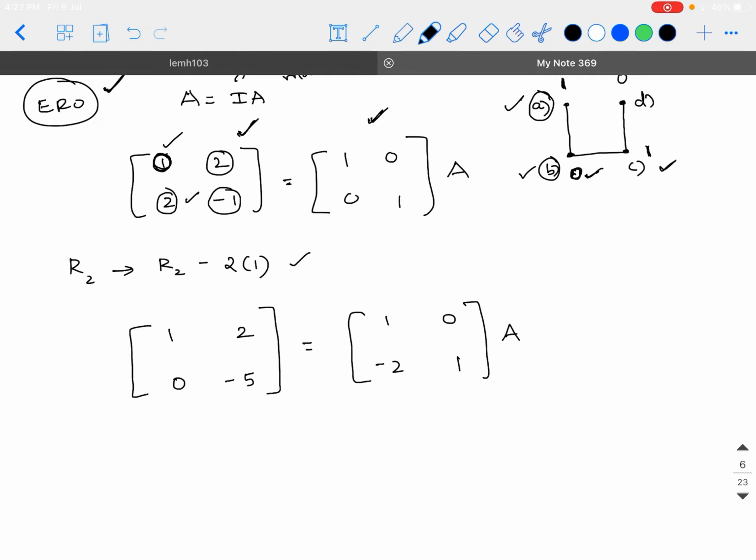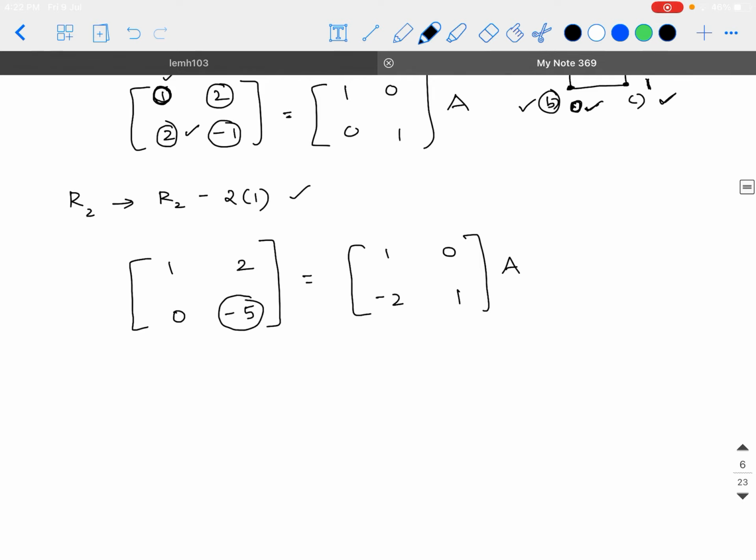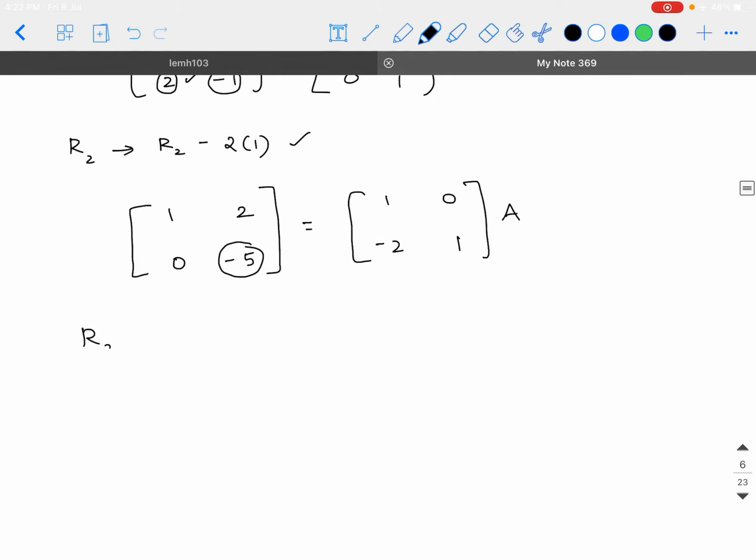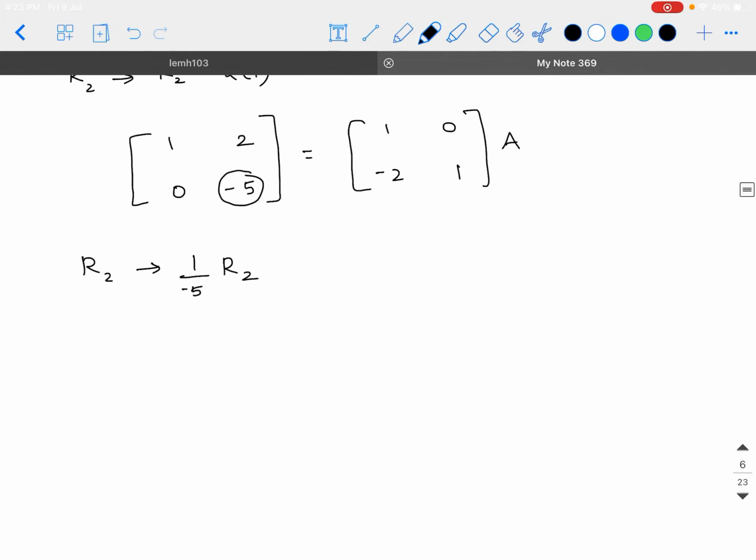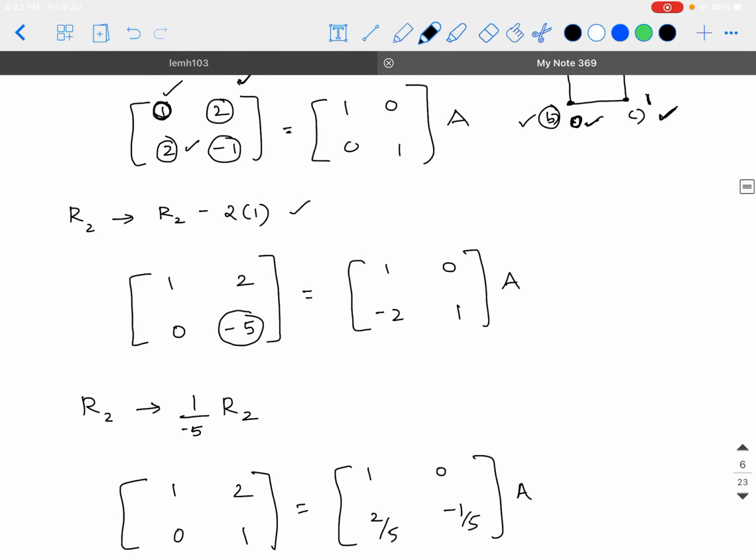Now my job is to make C equal to 1. Since this element is -5, I will divide the second row by -5 so that the other elements are not disturbed. So R2 becomes 1 by -5 times R2. When I do this, what am I going to get? It's simple: the first row, 1, 2, is undisturbed, so 0 is 0 only, and this will become 1. On the right side this will be 1, 0, and this will become 2 by 5, and this will become -1 by 5, times A. So I have accomplished C also.